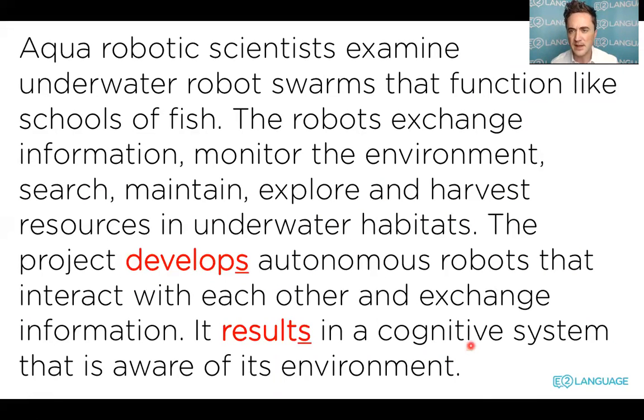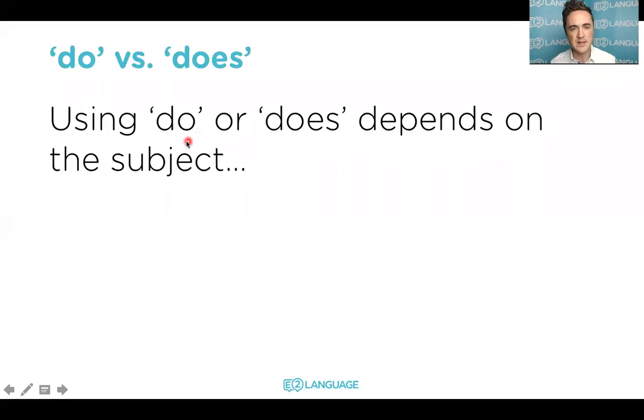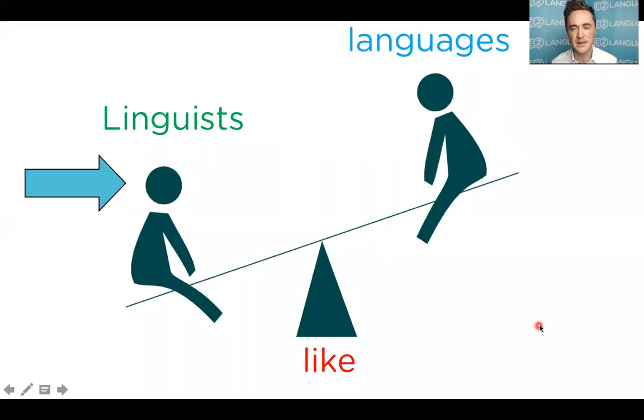So that's good. We've now understood that there are do verbs and does verbs. Let's keep going. So when do you use do and when do you use does? Using do or does depends on the subject, right? So if we go back to our subject verb object structure, we know that linguists like languages. And we know that linguists like. A linguist likes.